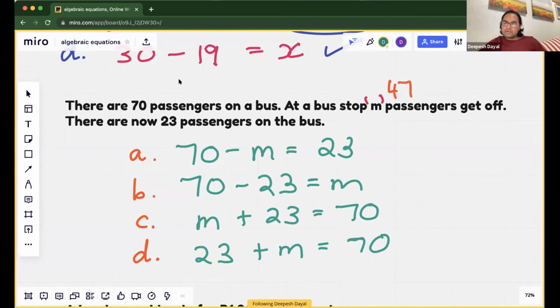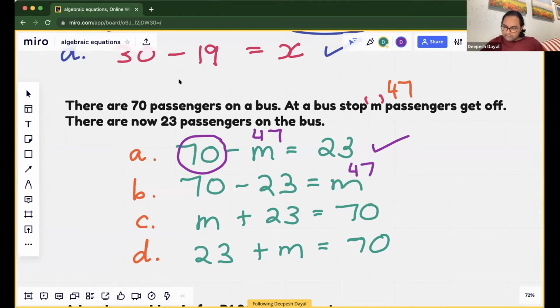47 into all these equations and see if it works. Obviously, if you plug it in and it does work, it means they're all correct. Is that right? So we're going to plug in 47. So you had 70, M got off and now we have 23. Doesn't this one make sense, A? Because 70 minus 47 does give you 23. So this is correct. We had 70, you took away M, and then the ones that are left, which is 23, so that gives us M as 47.